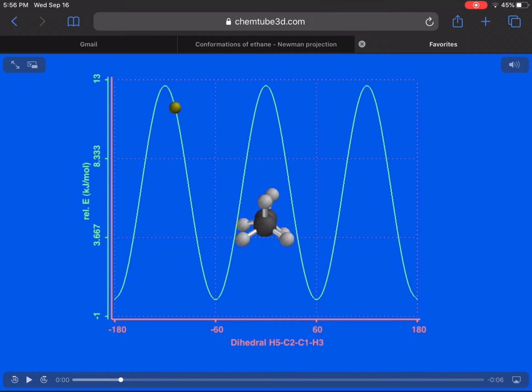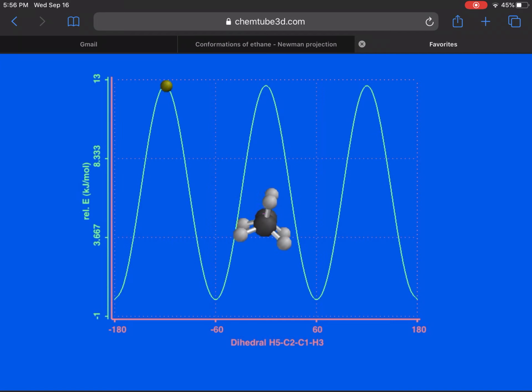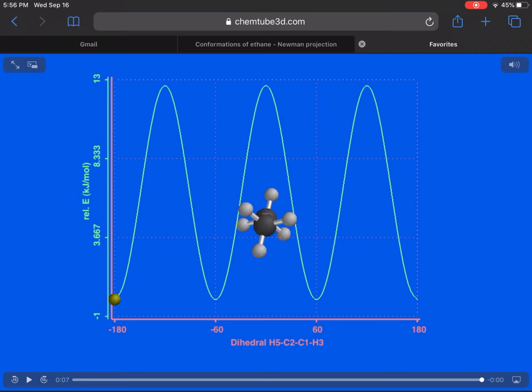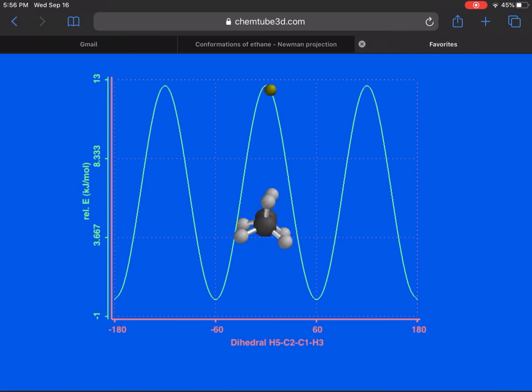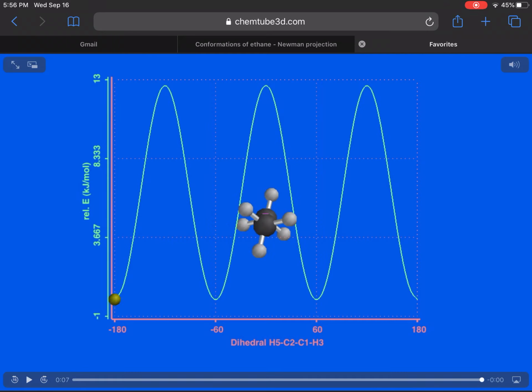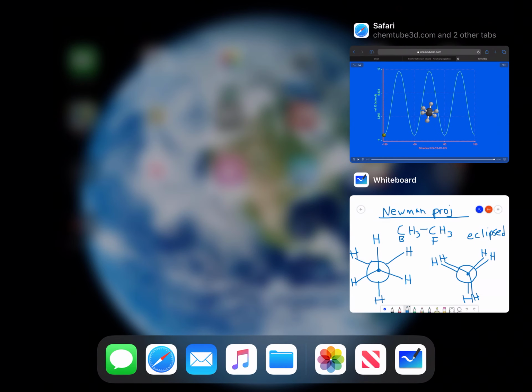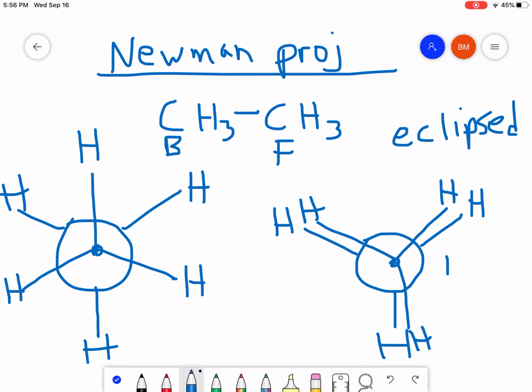I didn't get it at the top, but close enough. All right, but when we go into an eclipsed state, we have a much higher energy. Eclipsed, I messed that up. Let me try it again. Staggered, low energy. Eclipsed, high energy. High, low. Okay? Crud. Ran out of screen. There we go.